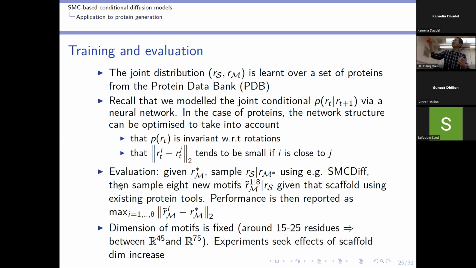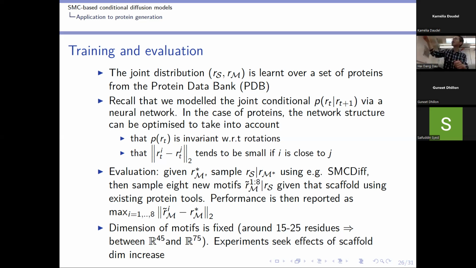So what I want to say here is that it is a very challenging problem in protein study to sample scaffolds given motifs, but it is very easy to sample motifs given scaffolds because you have tools to do that.